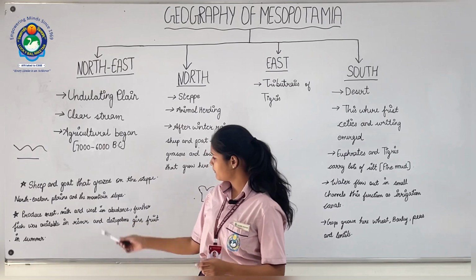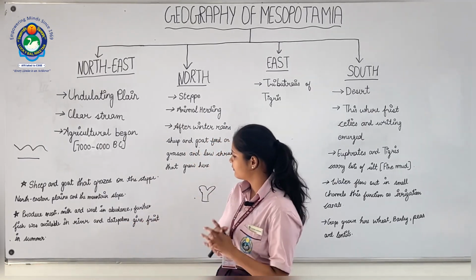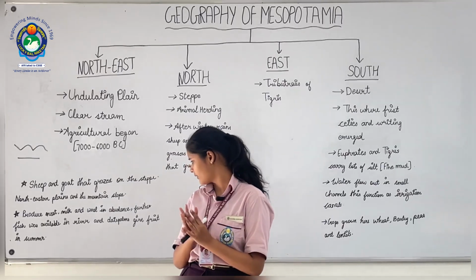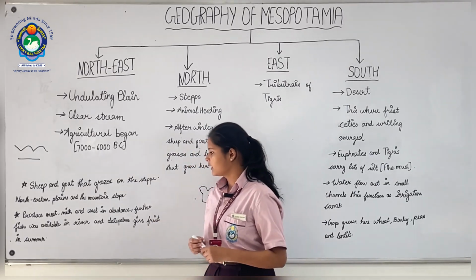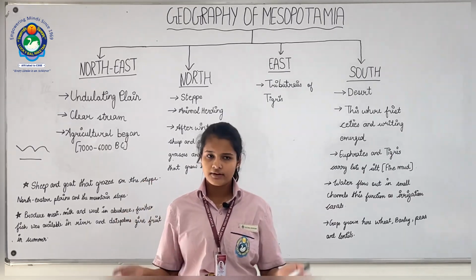Next, it produces meat, milk and wool in abundance, and further, fish are available in the river, and date palms give fruits in the summer. So that's all about the geography of Mesopotamia.